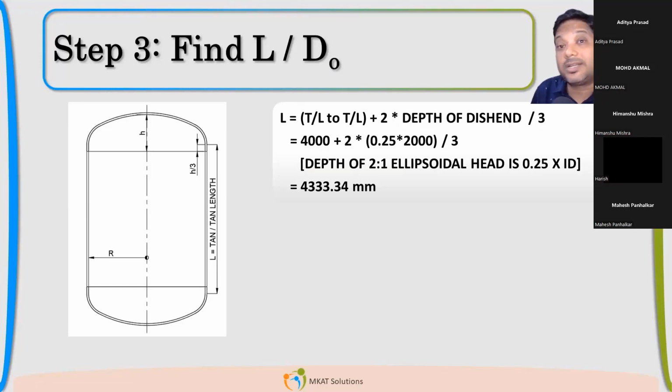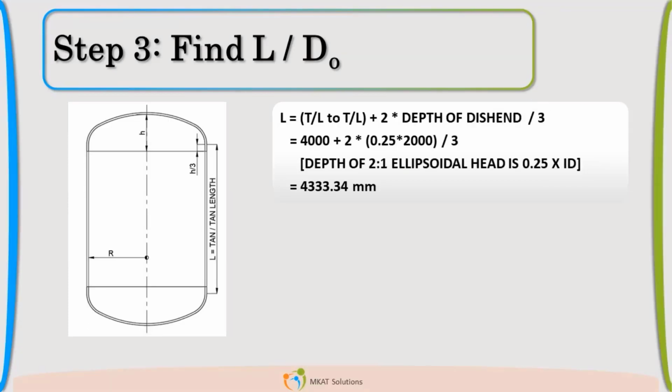So that is one more thing. It is very easy to find for 2:1, but for torispherical, you need a proper formula to find out H by 3, or the depth of the dishend. So elliptical, it is ID by 4. So 0.25 ID is the depth of 2:1 elliptical. So now what we got as a total L for external pressure is 433.34 mm.